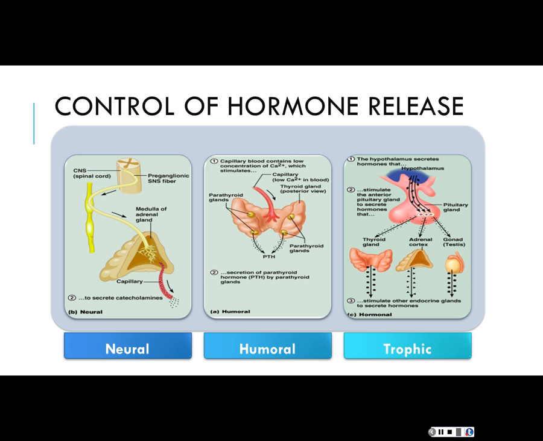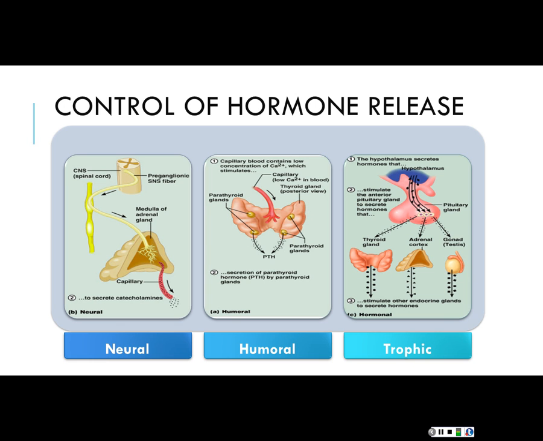What do you think probably the effect of parathyroid hormone is? It responds to low calcium, increasing calcium back to that point, to normal.